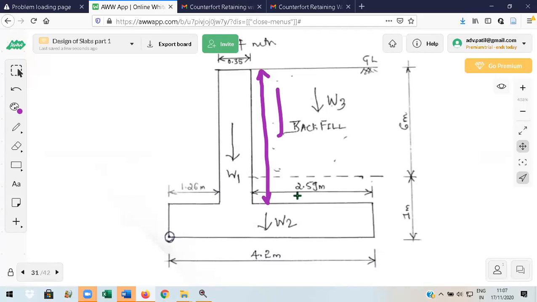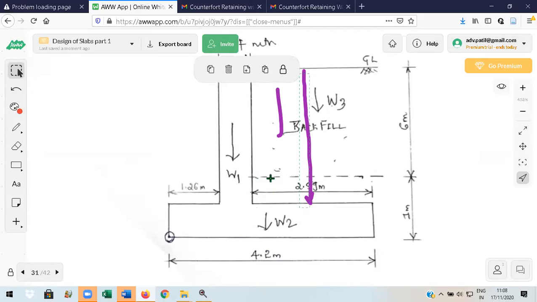Now, what you should observe here is both heel and toe are below the ground, because the original ground line was this. Where is the original ground line before the construction? Original ground line is here. See, original ground is here.